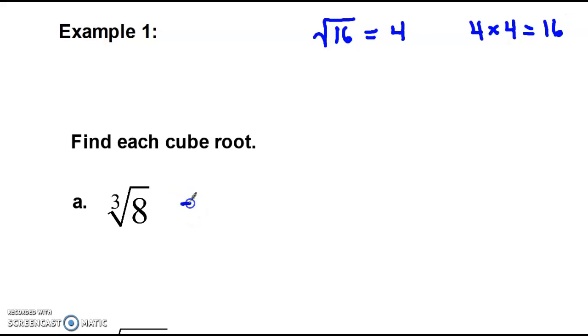So we are looking for 3 numbers that when multiplied by itself give you 8. Do you know what that number is? That's right, it's 2. 2 times 2 times 2 equals 8. So I'm going to just make this an arrow. So really, the cube root of 8 is 2.